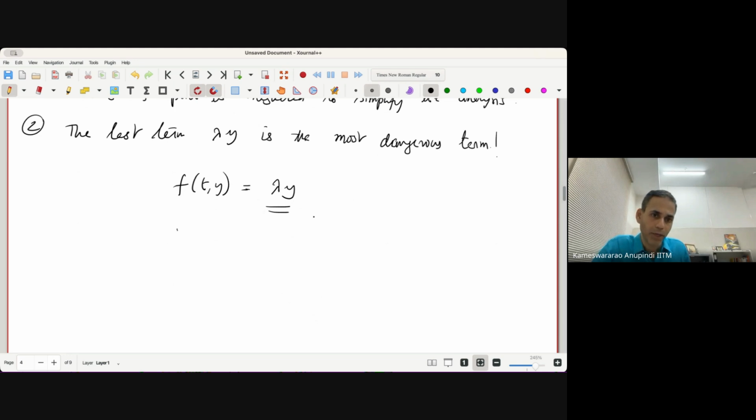If you go back, what we have is dy by dt equals f of t comma y, right? And then we have expanded this f of t, y about f of t naught, y naught, and then we have done several terms, neglected all the second order terms.